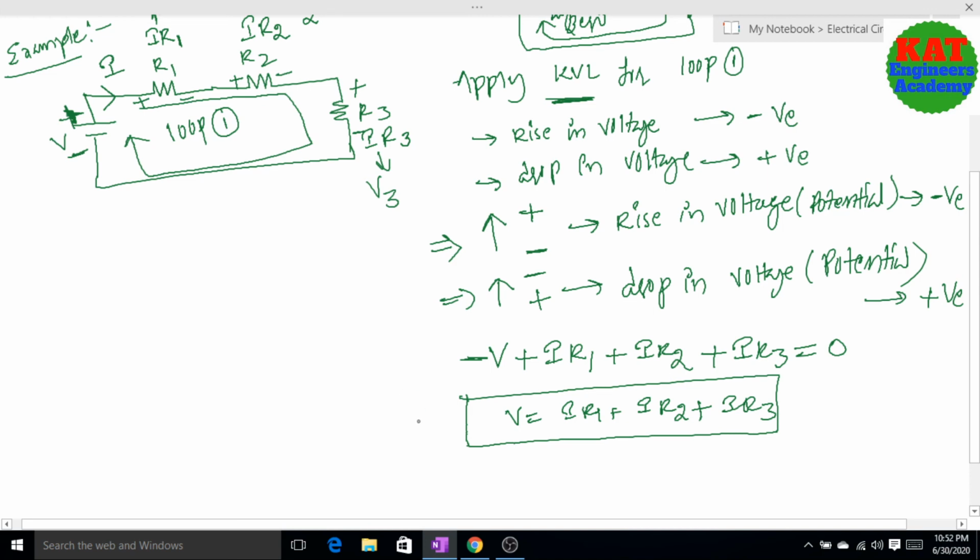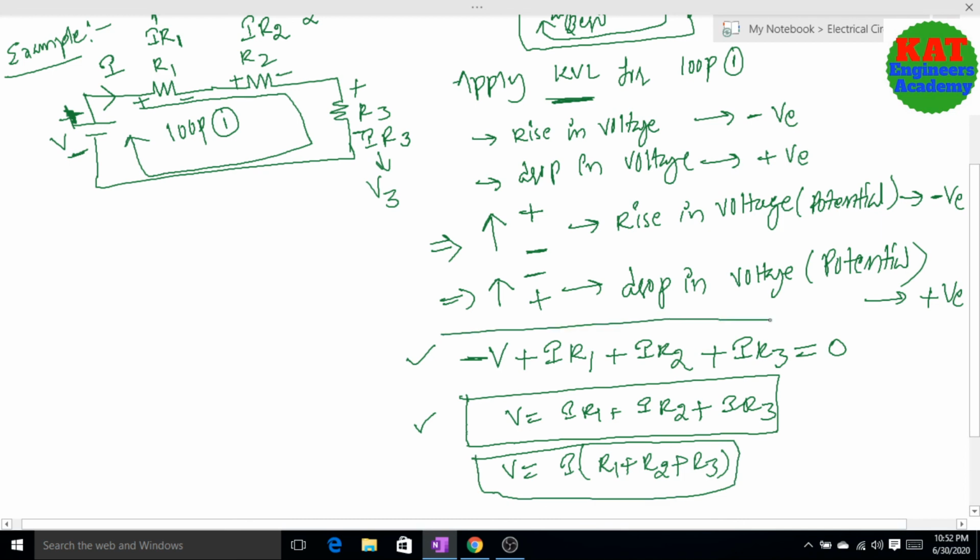So here we have two statements. According to the first, the applied voltage is equal to the algebraic sum of voltage drops. Otherwise, from the other statement, the algebraic sum of voltages in a closed loop is 0. So finally we get the equation V equal to I into (R1 plus R2 plus R3), where I is common because the same current flows through R1, R2, R3. This is also a KVL equation. Based on the modification, we get any equation. Like that you have to frame the KVL equation.